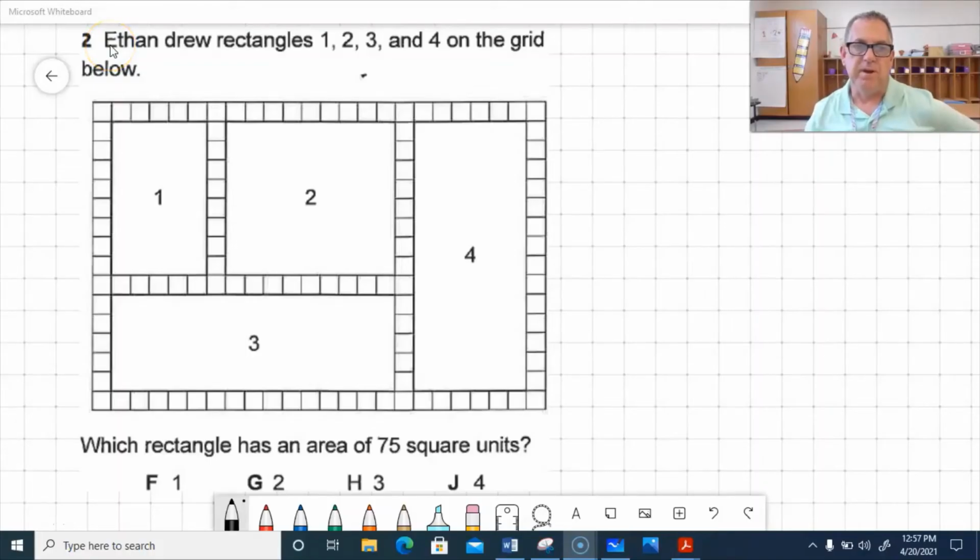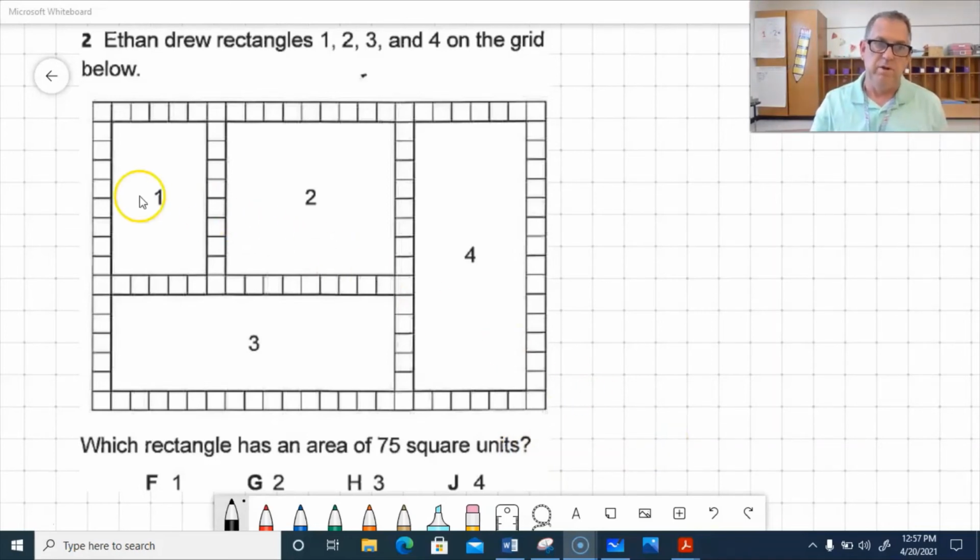Okay, we'll work on some guided practice here. Follow along as I read. It says, Ethan drew rectangles 1, 2, 3, and 4 on the grid below. So here are the rectangles. And what we need to find out is which rectangle has an area of 75 square units. So we'll go through here and basically figure out the area of all 4 rectangles.